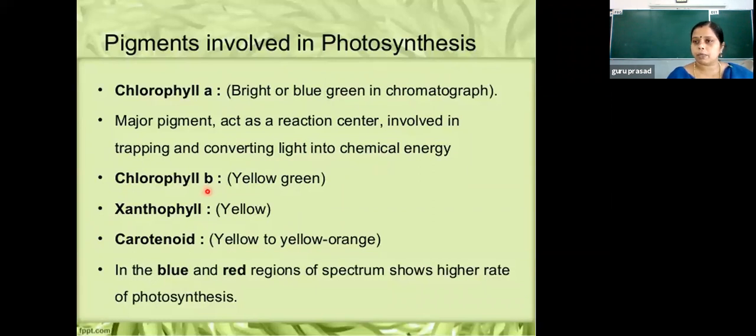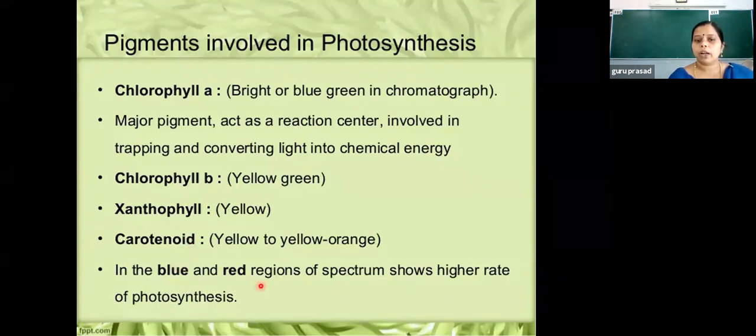Next, another major pigment is chlorophyll B, which has the absorption capacity of the yellow-green color range in the chromatograph. Next, one more pigment, xanthophyll, which is yellow in color, a carotenoid, yellow to yellow-orangish in color. That's why the carrot got its name, because it consists of an orange pigment called carotenoid.